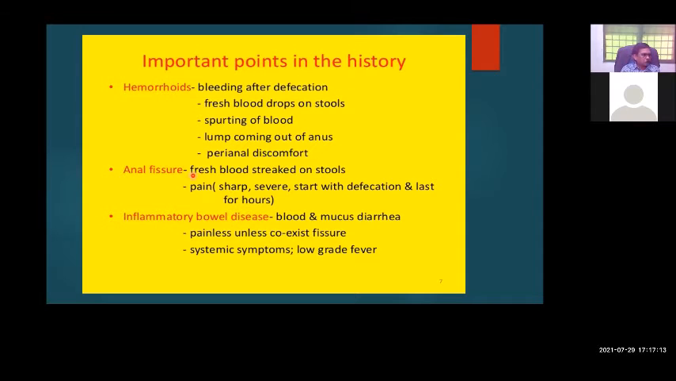Anal fissures, usually the blood, fresh blood, streaked on the stools. And the most important thing is it is associated with sharp pain, sometimes severe. It starts with defecation and lasts for hours after that. Inflammatory bowel disease is classically blood, mucus, and diarrhea. Painless unless a fissure coexists, and systemic symptoms may occur, such as low-grade fever.